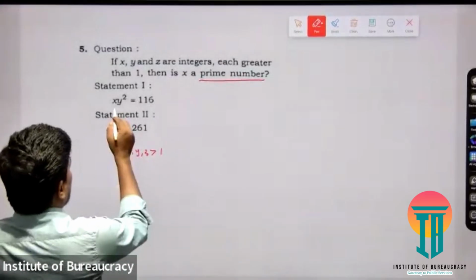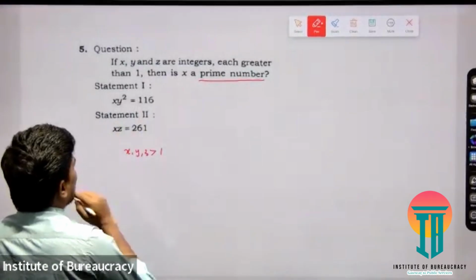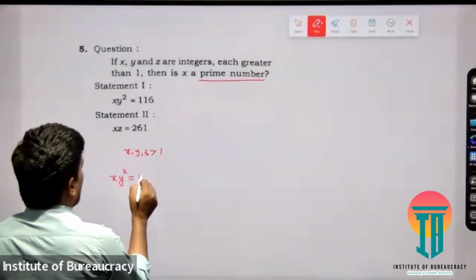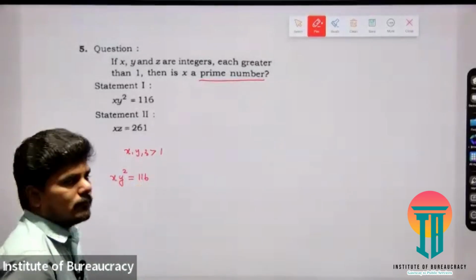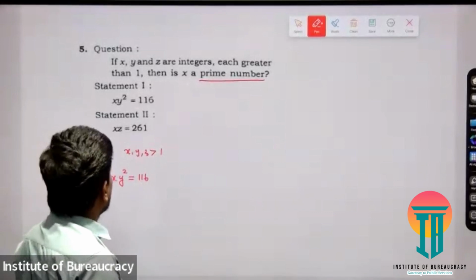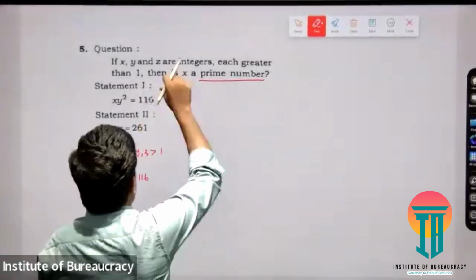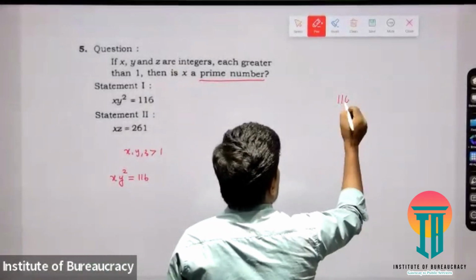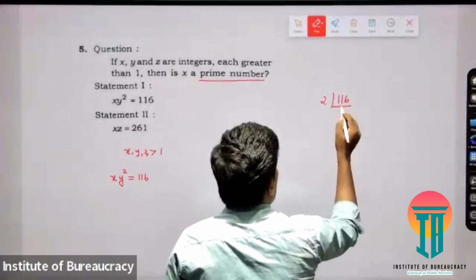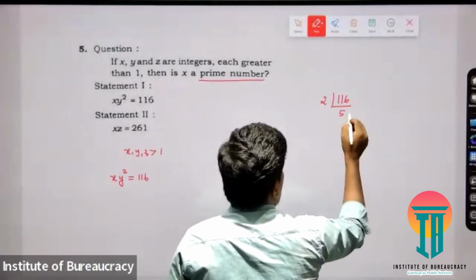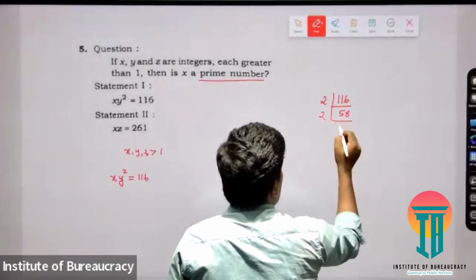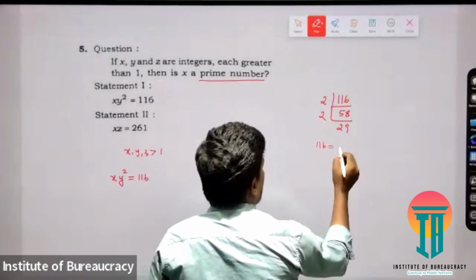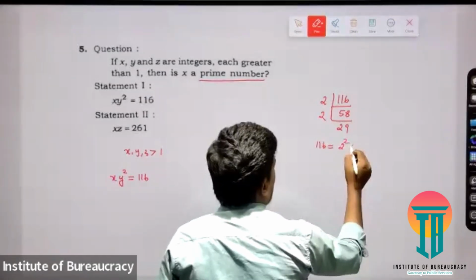For that, x y square is equal to 116. So x into y square is equal to 116. By using this statement, can I answer the question? Now this 116, you take it and split it. 116 is 2 times 58, and again 58 is 2 times 29. So 116 can be written as 2 square into 29.